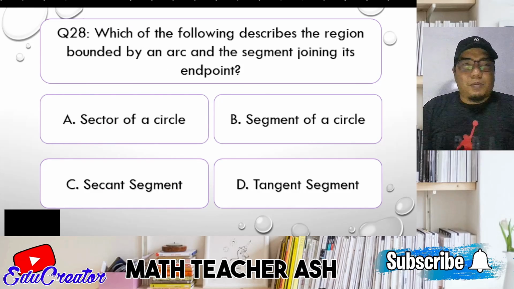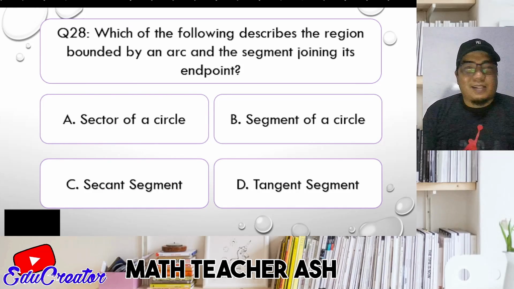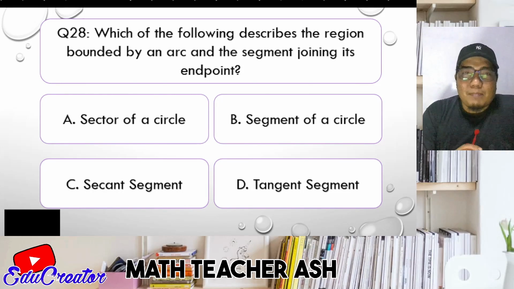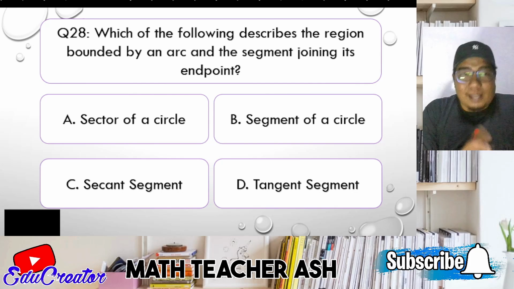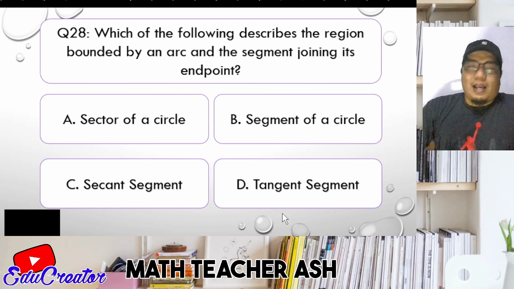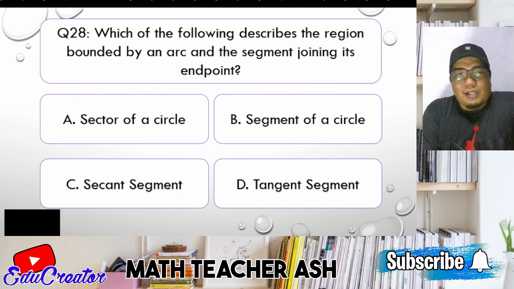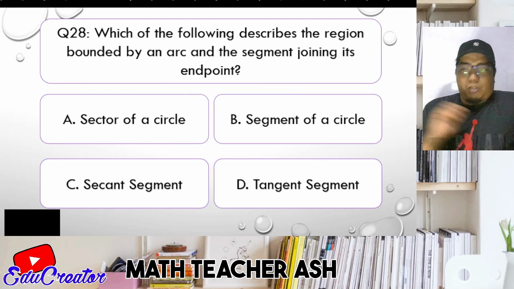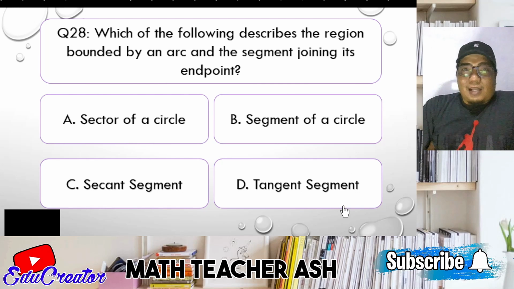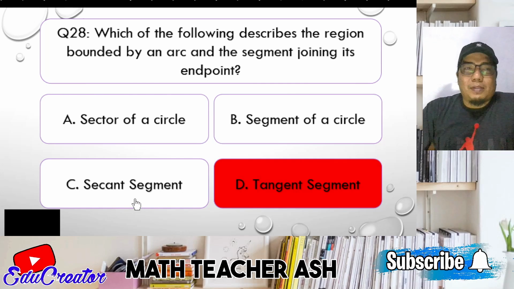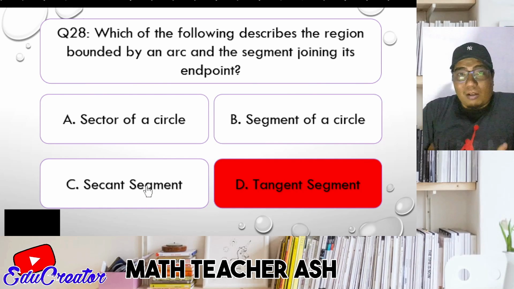Which of the following describes the region bounded by an arc and the segment joining its endpoint? Is it A, sector of a circle, B, segment of a circle, C, secant segment, or D, tangent segment? I'll give you 5 seconds to answer this problem. Okay, my dear math learners, napakadali lang ng question na ito because itong tangent segment, it means that it is the segment of the tangent line. Okay, so mali yan. Ito naman secant segment, it is a segment on the secant line.